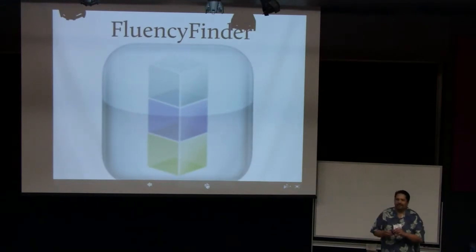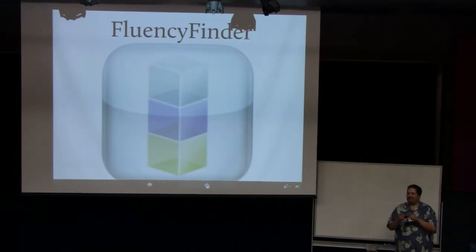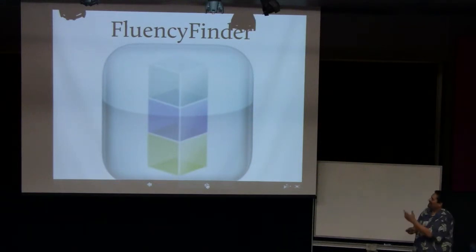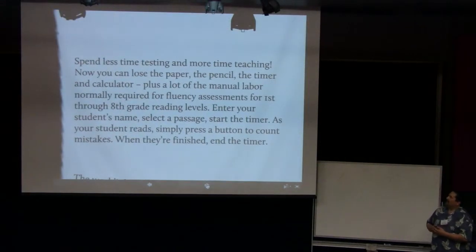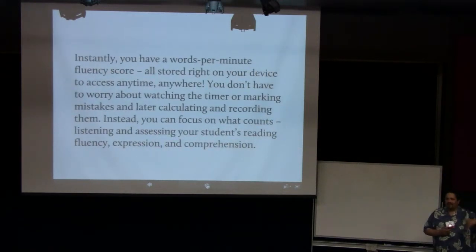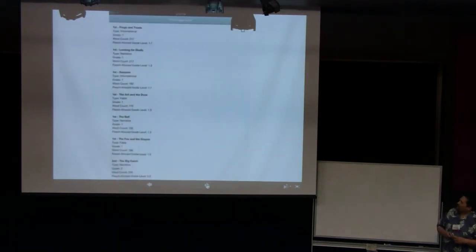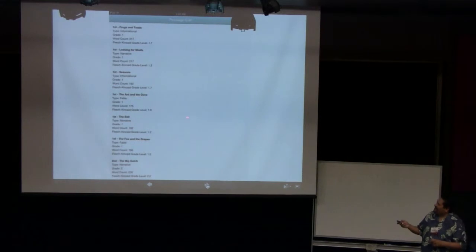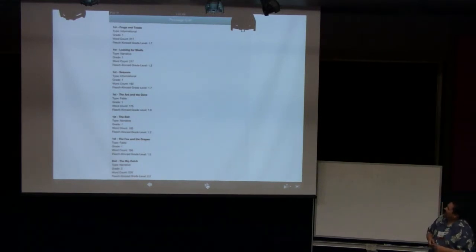Okay, Fluency Finder. How many of you have to do little fluency timing things with your students and record them and do stuff like that? This app will do it all for you. What it allows you to do is you pick a passage on a grade level, the student reads it, you mark every time they make an error, and then when you get the score back, you get their word count, their grade level, all that kind of stuff, and it's recorded for you and saved right there within the app. Yes, sir.